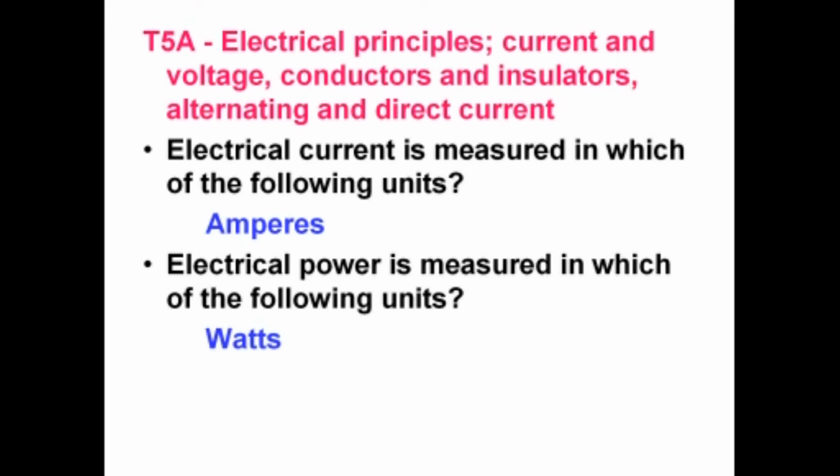But you can think of it as current, just like a flow of water through a hose or the current of a river. Electrical power is measured in which of the following units? It is measured in watts. Those are the same watts that you have if you're looking at a 60-watt light bulb or a 1,500-watt microwave. It's the amount of power that is being either developed or consumed in a circuit.